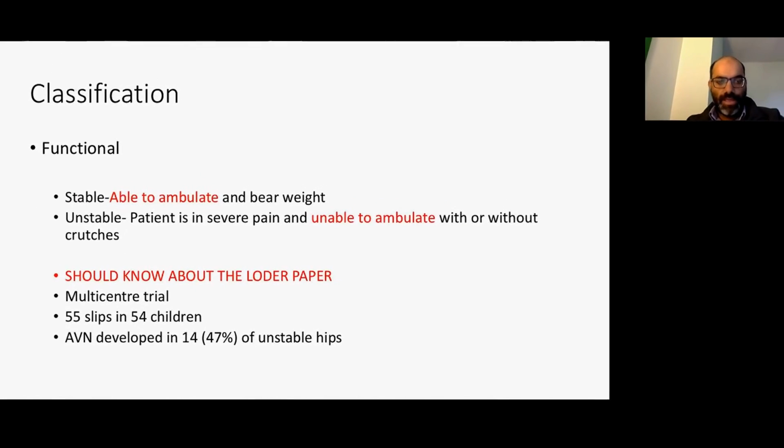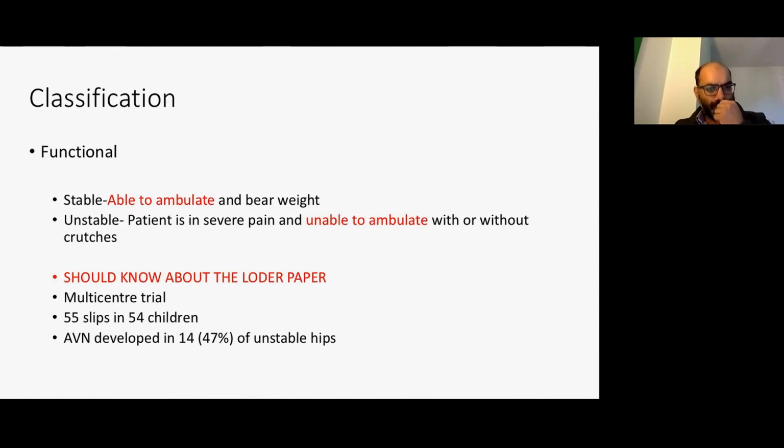The classification can be divided into functional classification, which is divided into two types, the stable and the unstable. The stable is able to ambulate and bear weight. An unstable slip is when the patient is in severe pain and unable to ambulate with or without crutches.